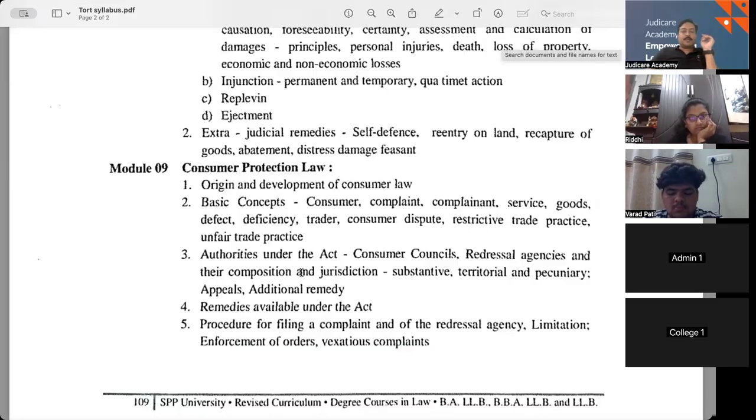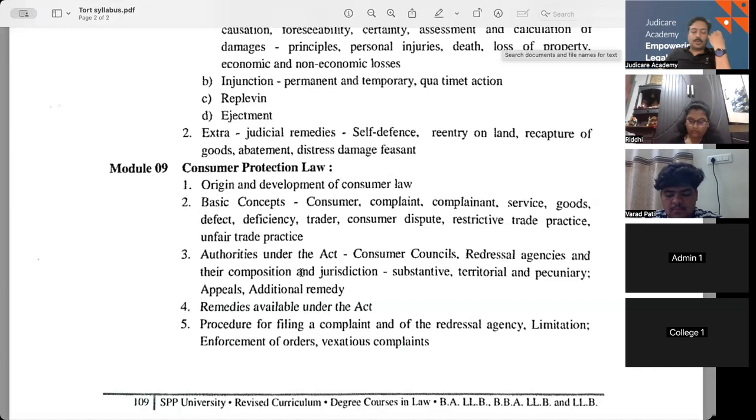There are remedies which are available under this act. What are the remedies? You can get compensation for anything monetary. You can get a refund. You want to return the things, you want to get your money back. You can get an order for removal of defect.